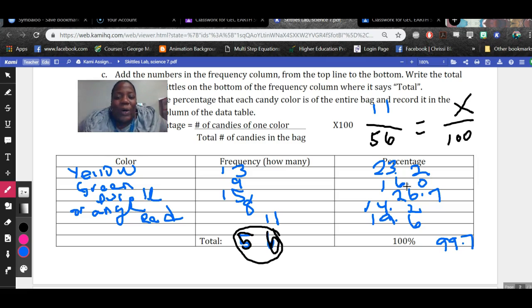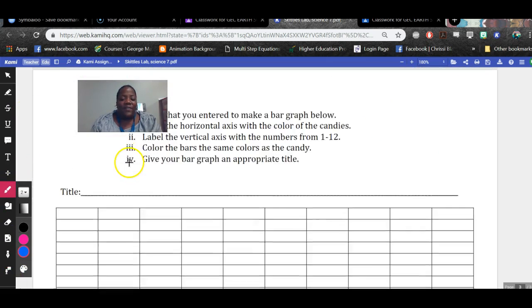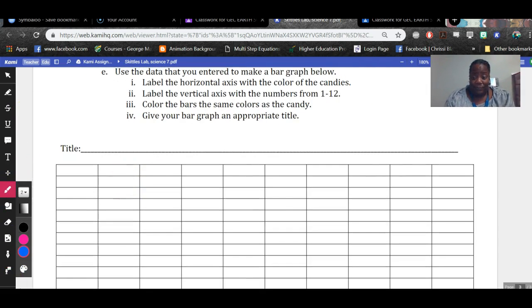Okay? So what's cool about this is that it is an equation that is completely awesome that you can use for anything when you're trying to figure out a percent of something. And I'll show you a little bit more about that in class tomorrow. Okay? All right, so after we do this, you have your graph, right?